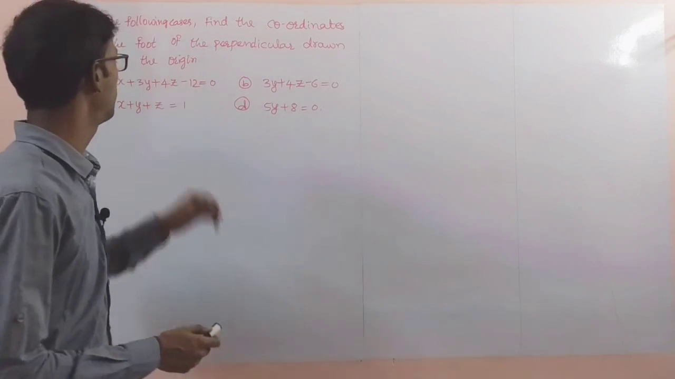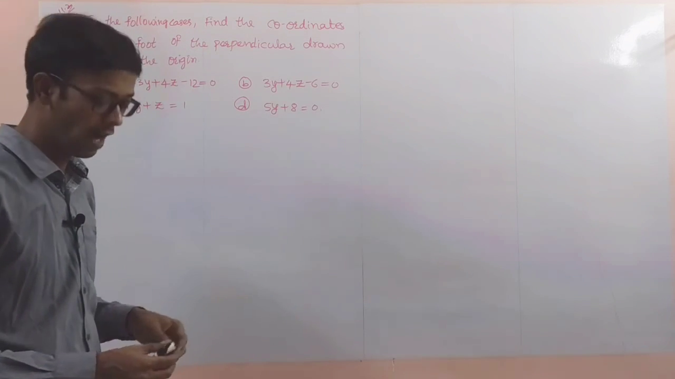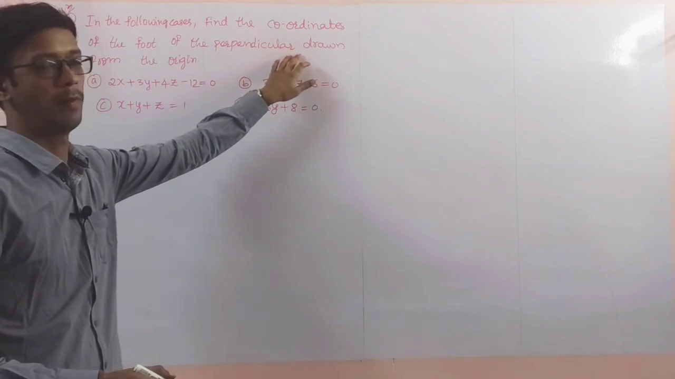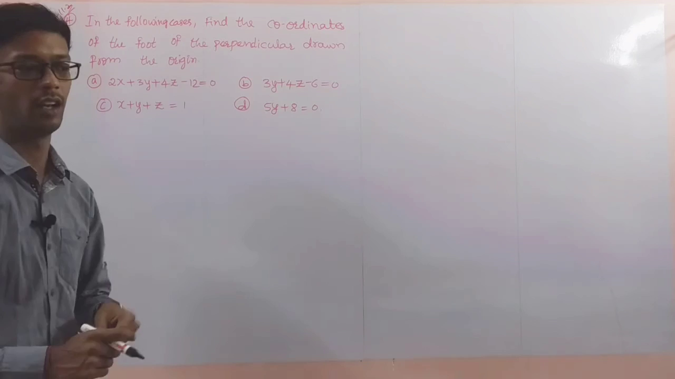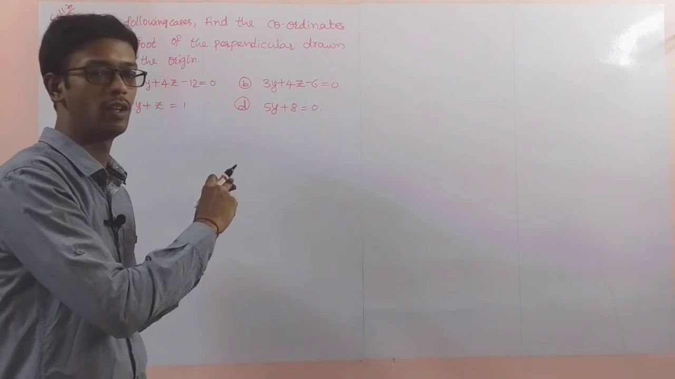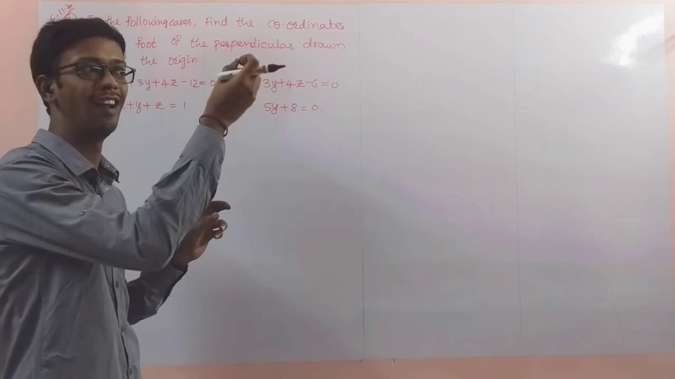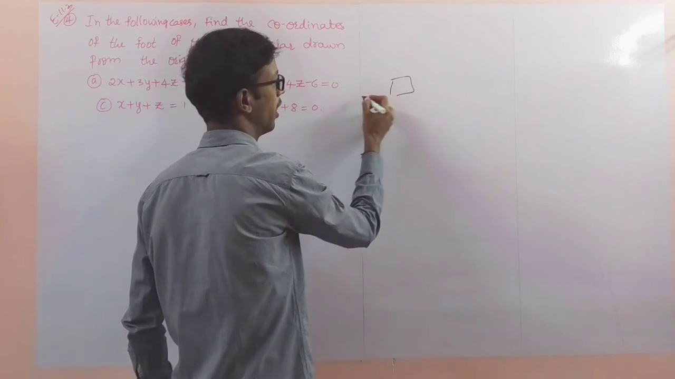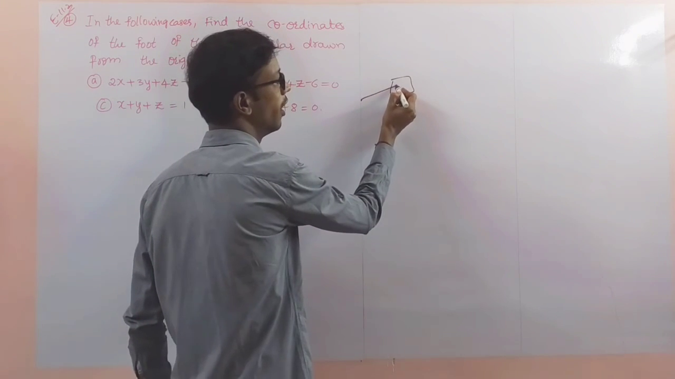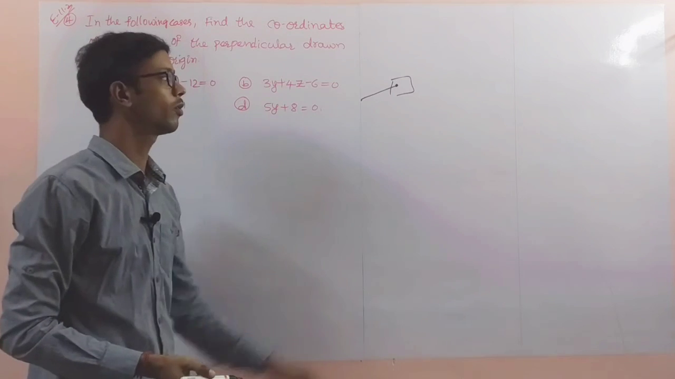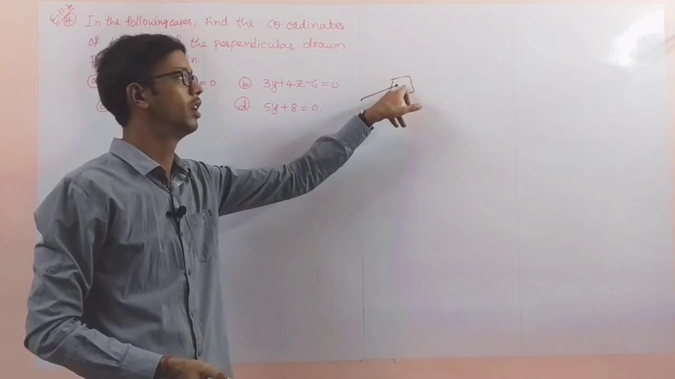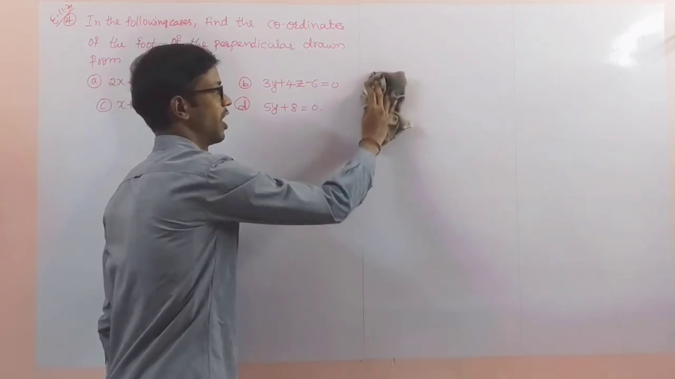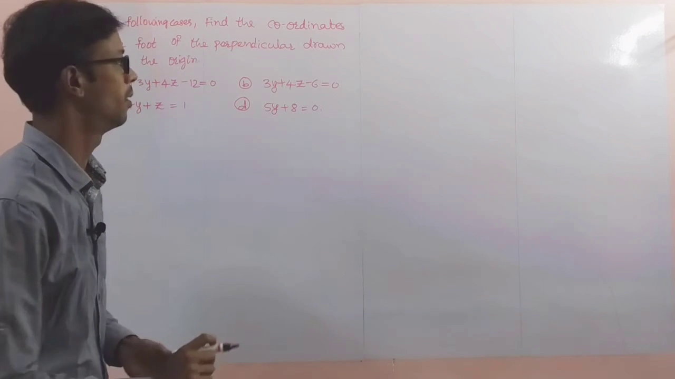Next, problem number 4. In the following cases, find the coordinates of the foot of the perpendicular. Find the foot of the perpendicular drawn from the origin. If a plane is there and from the origin you draw a perpendicular to the plane, we need the foot of that perpendicular. Just a rough diagram I am drawing here: from the origin you draw this, and this foot of the perpendicular is asked. That point you have to find. For that purpose, we will solve these problems by one shortcut method.